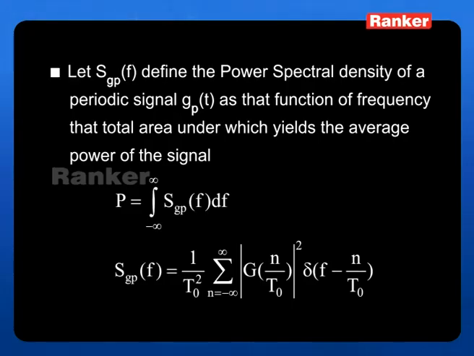Let S_Gp of f define the power spectral density of a periodic signal Gp of t as that function of frequency, the total area under which yields the average power of the signal. P is equal to integral from minus infinity to plus infinity of S_Gp of f df, and S_Gp of f is equal to 1 by T naught square summation from minus infinity to plus infinity of G of n by T naught whole square delta of f minus n by T naught.